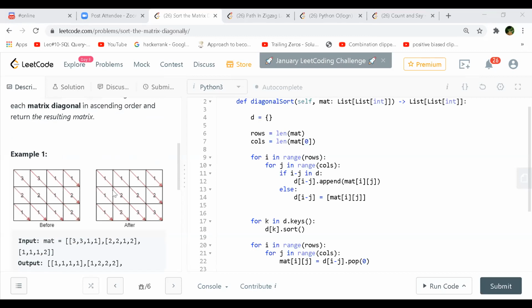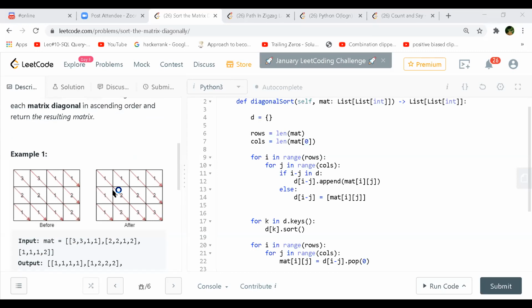But other than that, maybe you can use a priority queue instead of doing the sort. You keep on pushing all the elements into the priority queue every time, the way you use the dictionary, right?